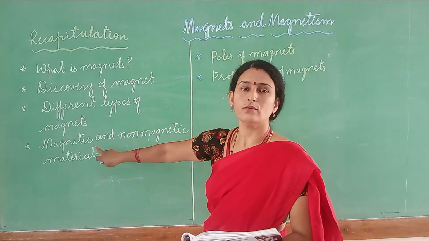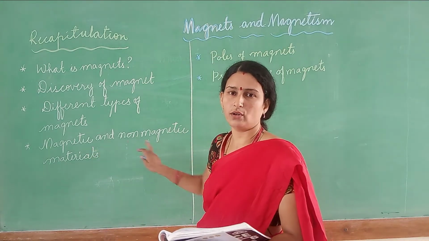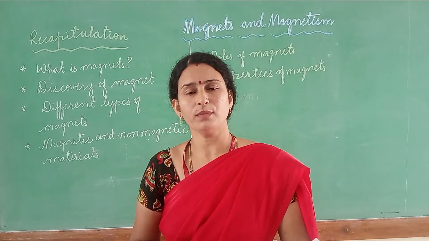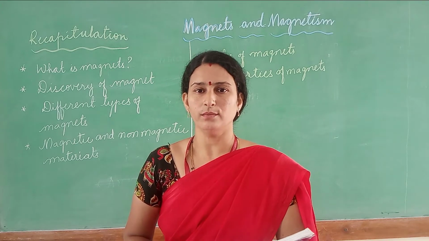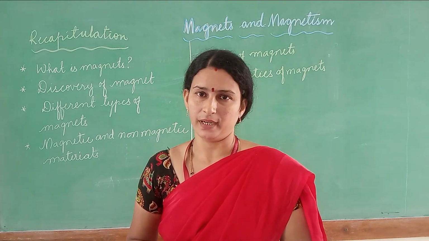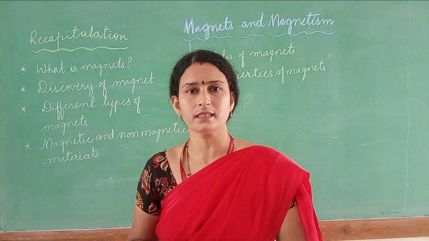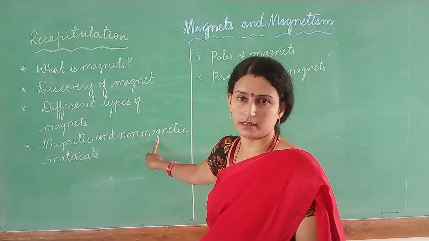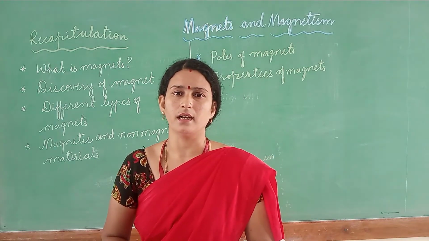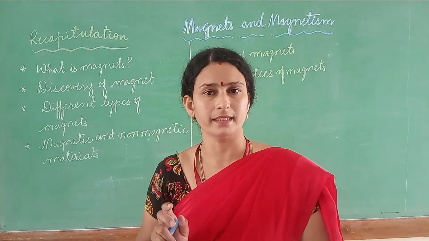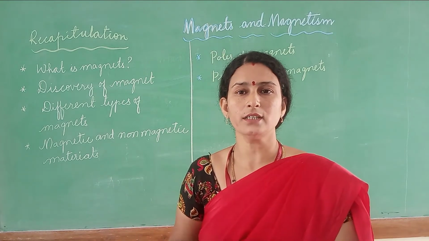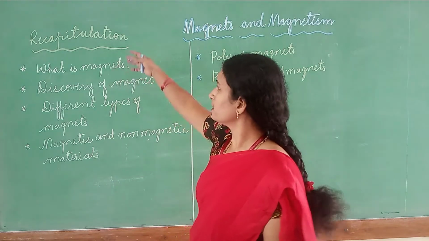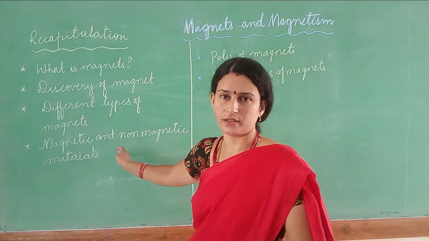And next, we learned magnetic and non-magnetic materials. What are magnetic and non-magnetic materials? Magnetic materials are the materials which get attracted by the magnet. Such kind of materials are called magnetic materials. And what are non-magnetic materials? Non-magnetic materials are the materials which do not get attracted by the magnet. Such kind of materials are called non-magnetic materials. So about all these we have learned in the previous class.